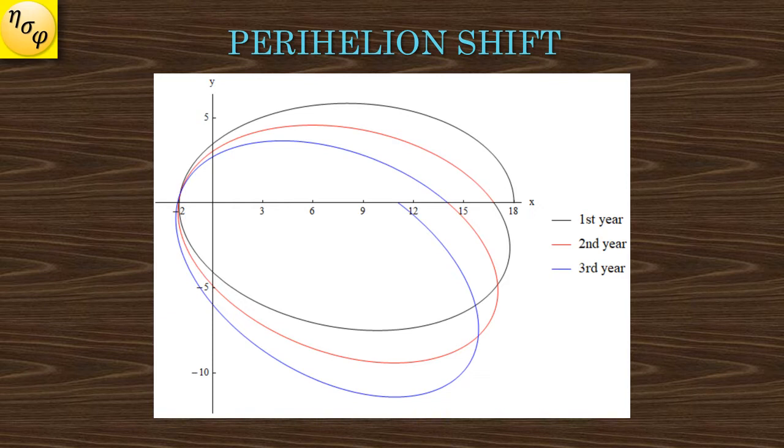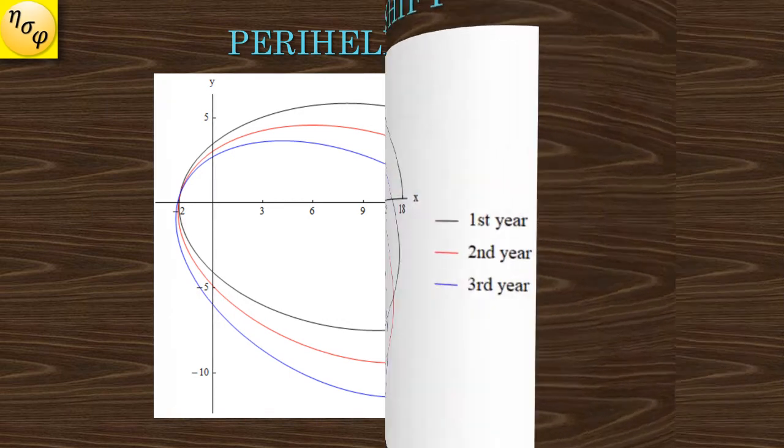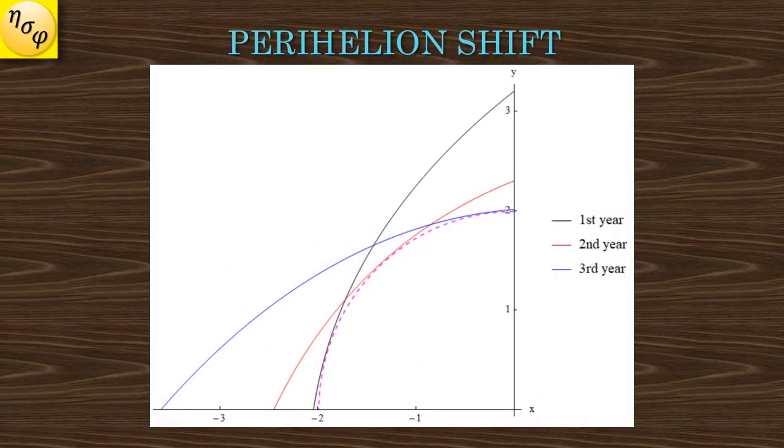The planet moves in counterclockwise manner. There is a slight shift on its path from year to year. Black is the first year, red is the second year, and blue is the third year. Let us now zoom into the second quadrant of this planet's trajectory, because this is where the perihelions reside. Please be aware that for other cases, the perihelions can reside in any quadrant.